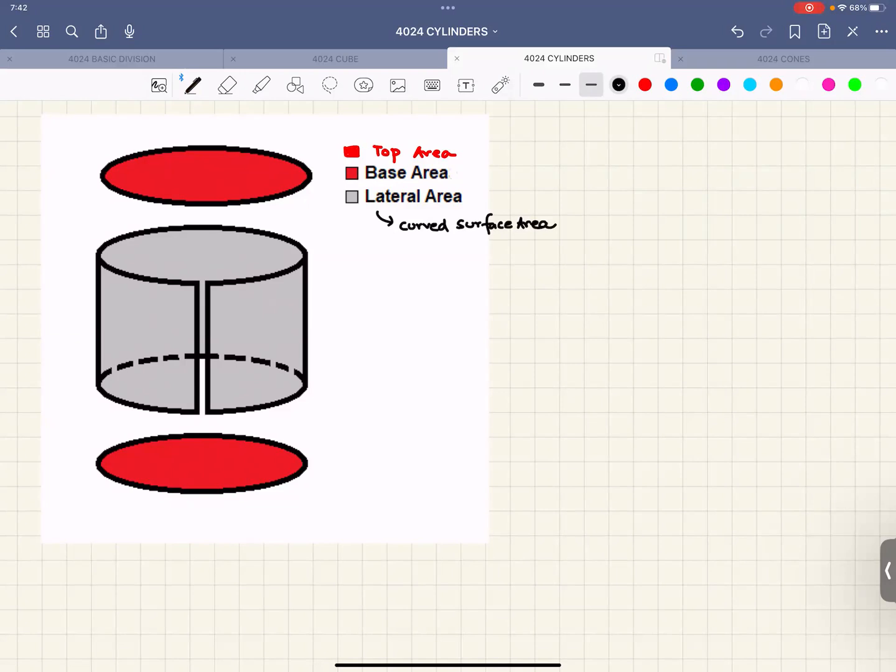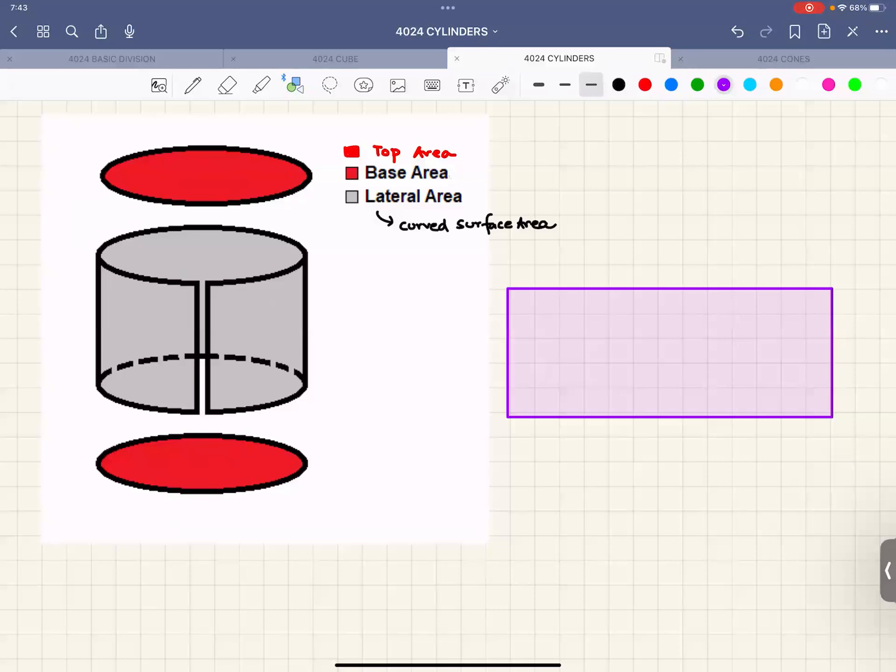Now look at this. If I open this out, what do I get? When I open this out, I get a rectangle like this. Now for this rectangle, this is the circumference. So this circumference is 2 pi r, and this thing is the height. So this is h over here, like this. And this is 2 pi r, that is the length. So therefore, the area of the rectangle is 2 pi r h.